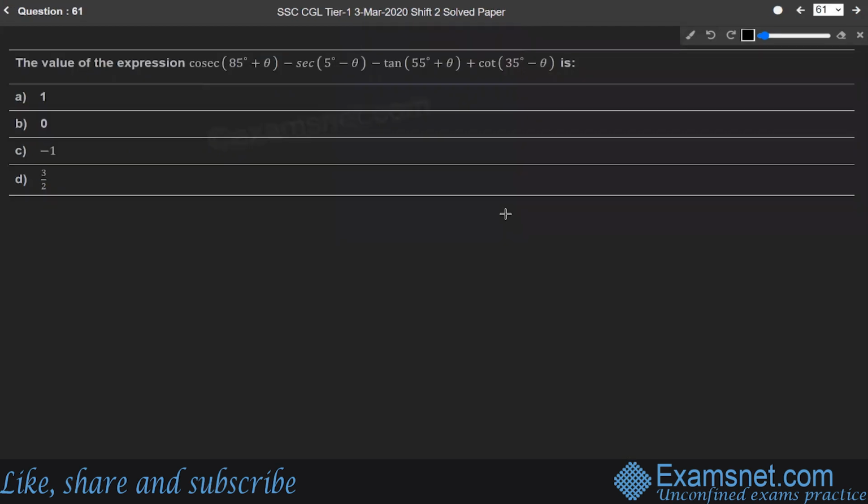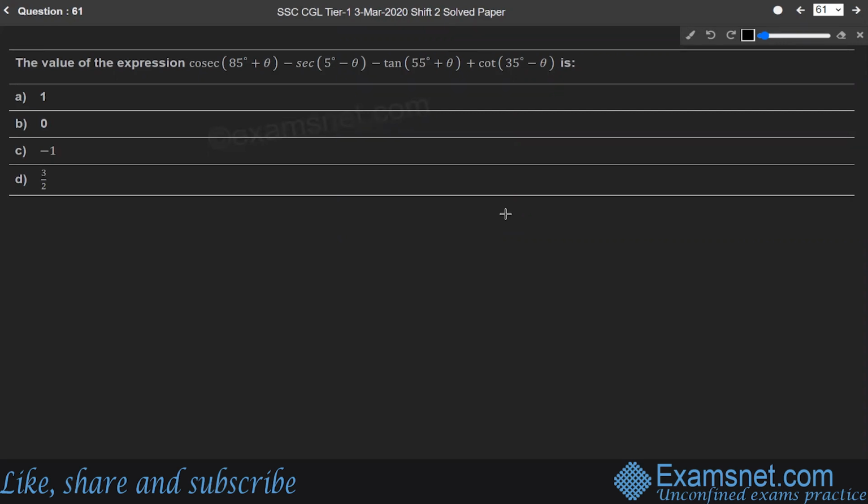Next question is the value of the expression cosec 85 degree plus theta minus sec 5 degree minus theta minus tan 55 degree plus theta plus cot 35 degree minus theta is. This is a trigonometric expression and we have to find the value for this expression. So one thing is very obvious that we need to use some basic identities. So firstly, let us understand what are the identities that we will use in this equation.